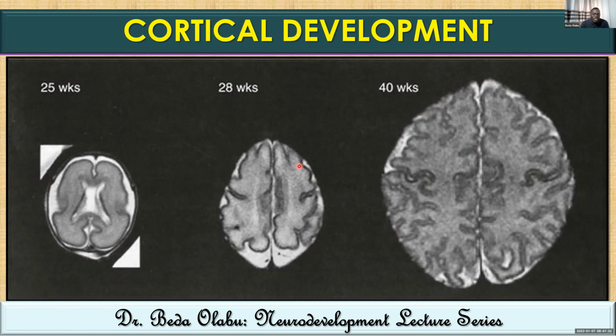As time goes by, we can see the number of gyri and sulci are increasing. And at maturity, where maturity means term here, we now see that we have complete gyrification and sulcation. So the gyrification and sulcation come as a result of migration of neurons and also cortical organization. Great, so that's the story of development of the brain, basically.